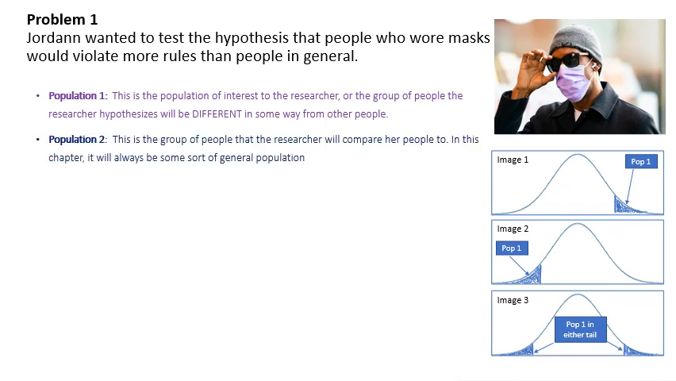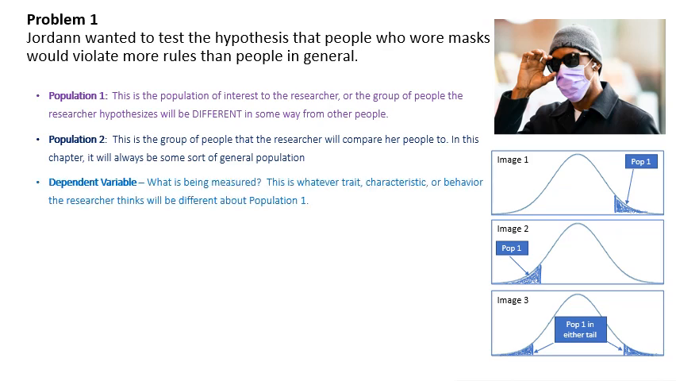Population 2 is the group of people the researcher is going to compare her people to. And in this chapter, it's always going to be some sort of a general population. We're always going to compare the people of interest to a general population. The dependent variable is the next thing we'll describe, and that's just what is being measured. Whatever trait, characteristic, or behavior the researcher thinks will be different about population 1. So it's just the name of a variable.